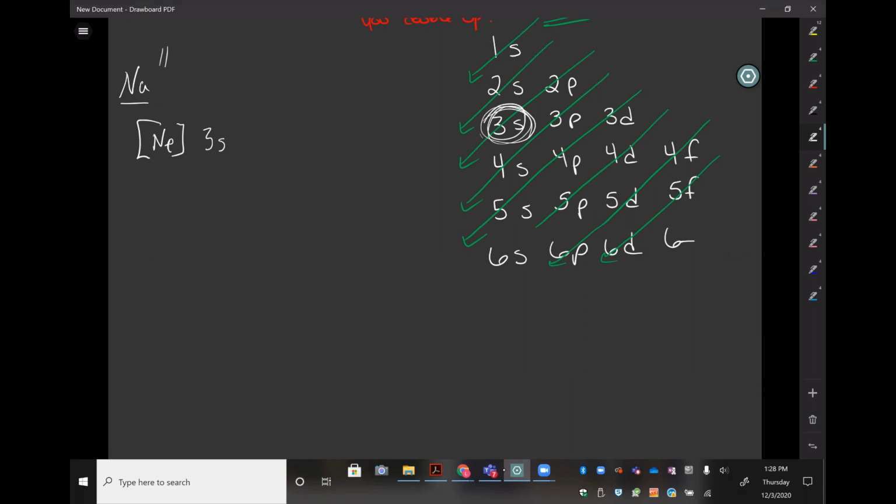So we would have a 3s2. Oh, excuse me, I apologize. One thing you want to make sure is you want to count your electrons. Neon has 10 electrons. We ultimately want to get to 11, so we just need a 3s1. If we were to write this as an orbital diagram, it would be Ne, 3s with 1 up arrow.